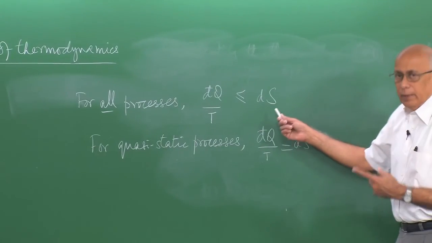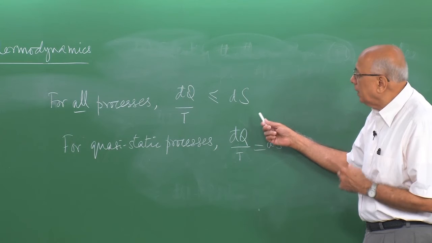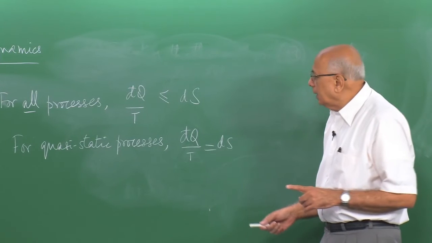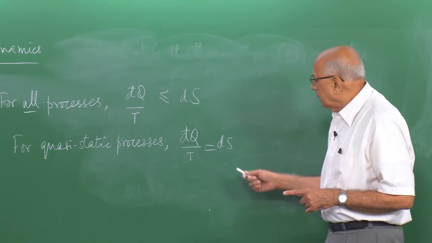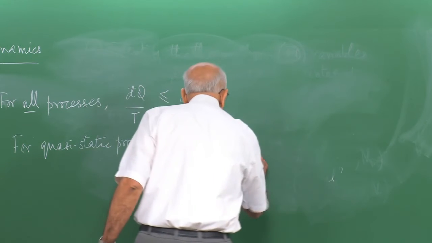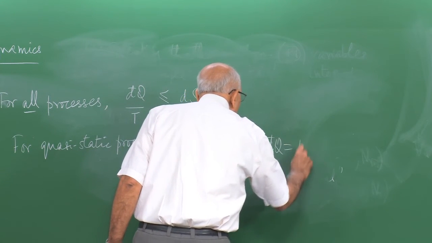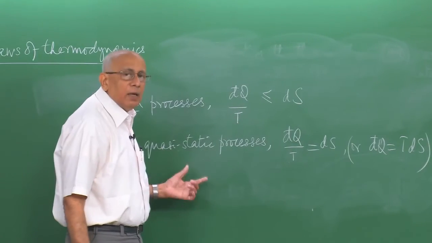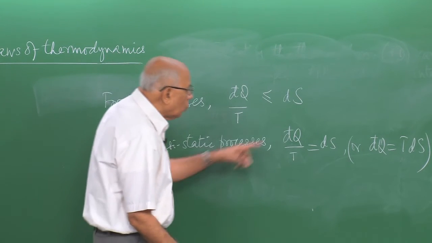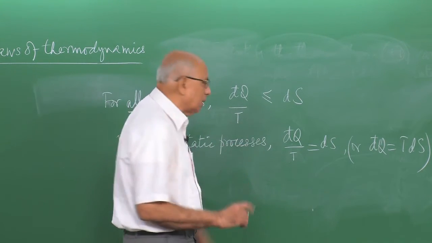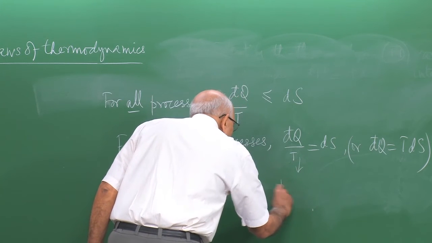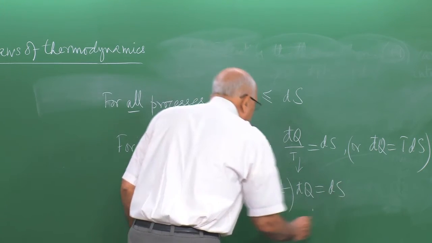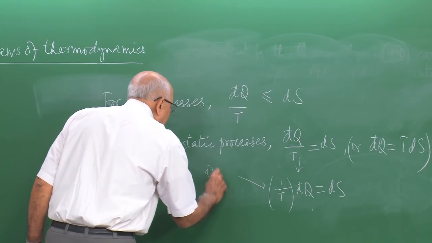So the inequality which says the change in the entropy is always greater than or equal to dQ over T becomes an equality in the case of quasi-static processes. So it says dQ equals TdS. One significance of a quasi-static process is that 1 over T acts like an integrating factor. Notice that 1 over T, an integrating factor, times an imperfect differential becomes a perfect differential.